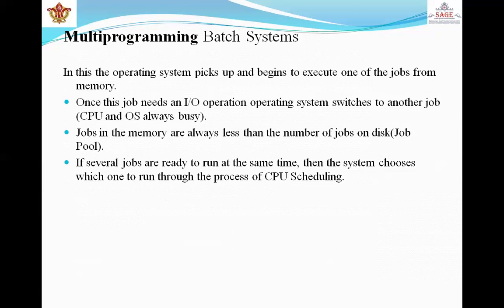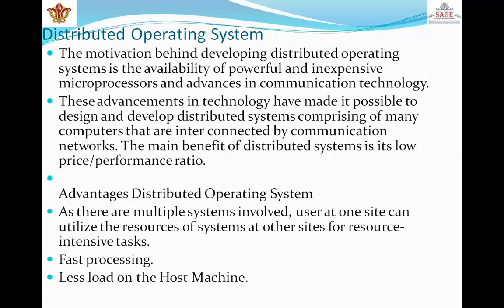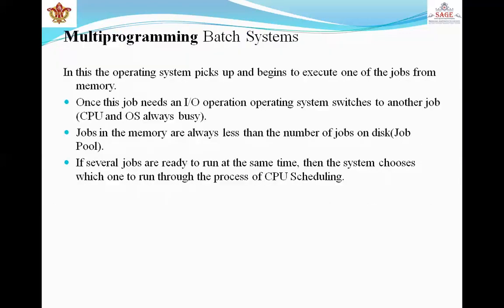Jobs in the memory are always fewer than the number of jobs on disk. If several jobs are ready to run at the same time, then the system chooses which one to run through the process of CPU scheduling. It means interleaved execution of several tasks on the same computer system. One of the major aims of multi-programming is to manage the various resources of the entire system. Examples of multi-programming batch systems are Windows, input-output systems, Firefox, etc.